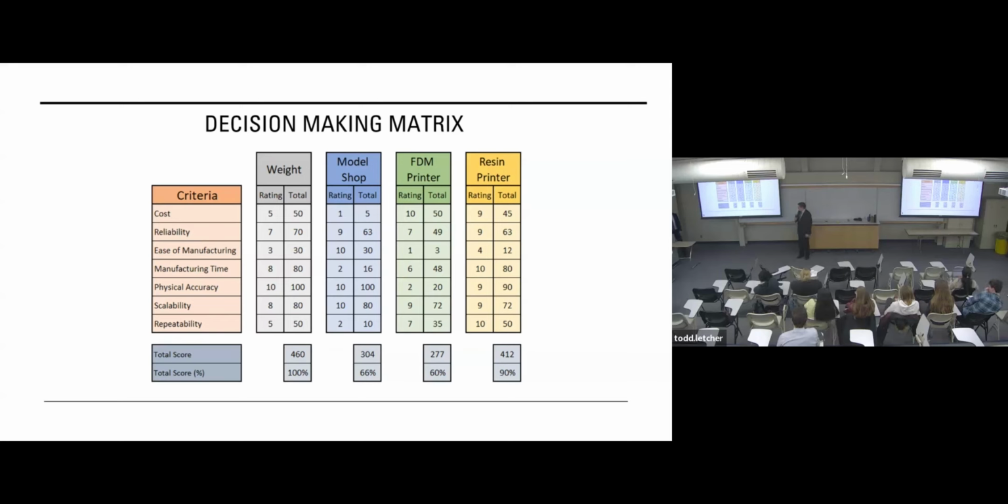And finally, repeatability. We gave the model shop a 2 because it's extraordinarily expensive. It has a long lead time, and it just makes it a pain in the butt to get repeatable results compared to the FDM and the resin printer, where the resin printer, if we want another model, we can have it printed the next day.